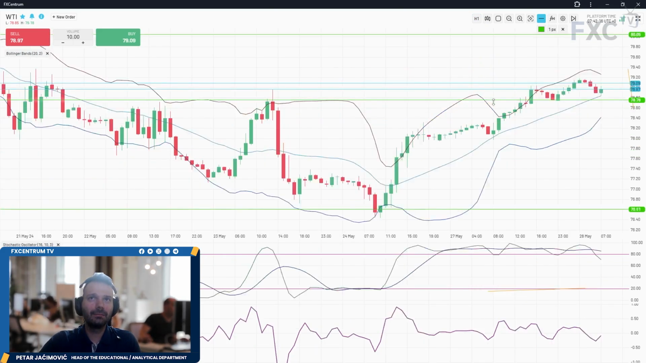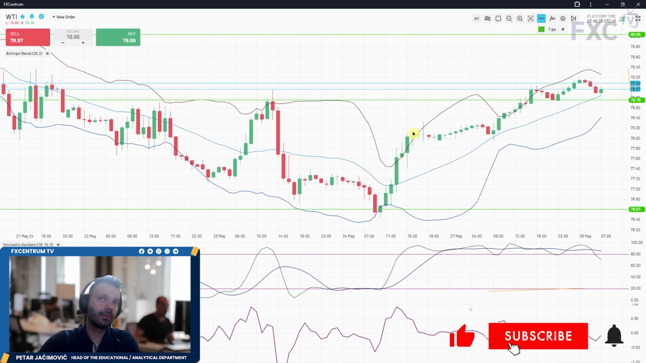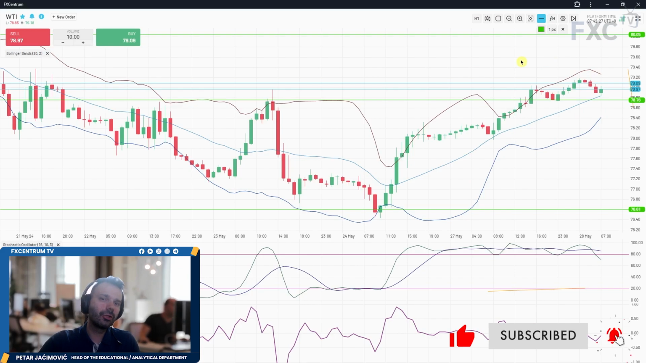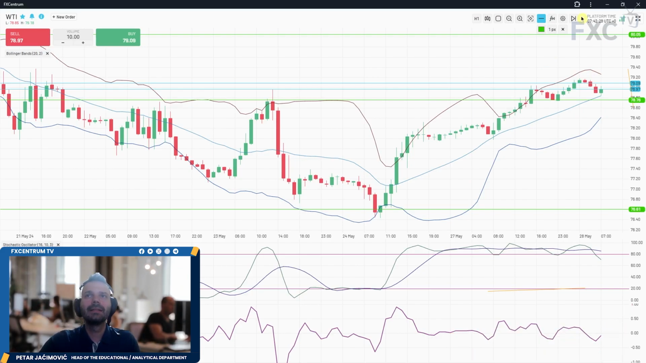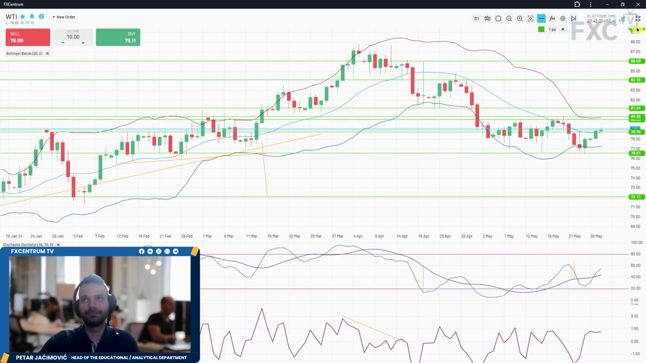We can also check the hourly time frame. We can see that buyers are actually in control on the hourly time frame after this failed initiation from sellers and absorption. And so buyers are in control, let's say, on an intraday time frame. But overall, on the daily time frame, we're just in a bigger consolidation.